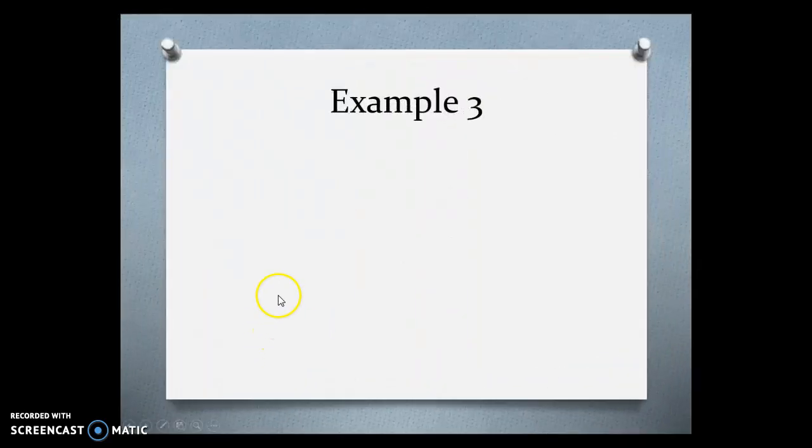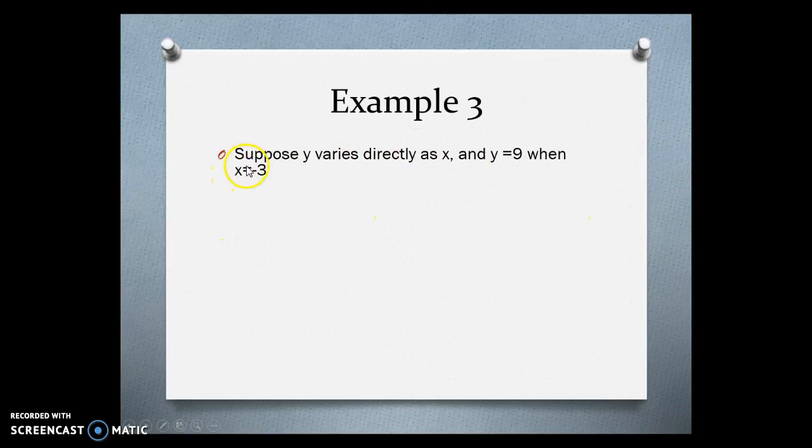All right, moving on. Example 3. You're going to see word problems like this. Suppose y varies directly with x. That's their way of telling you it's a direct variation. And y equals 9 when x equals negative 3. So we're going to write a direct variation equation that relates x and y.